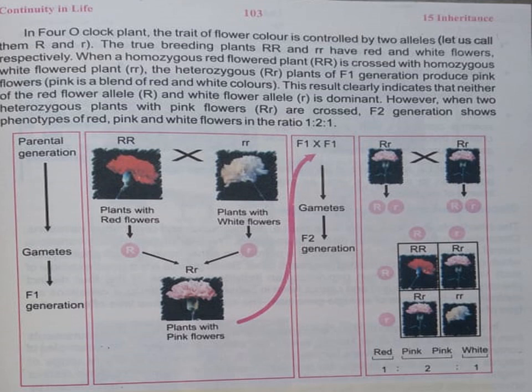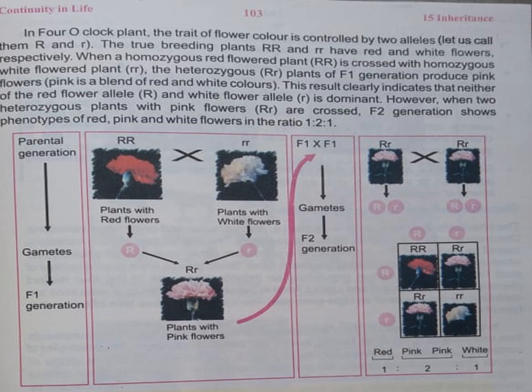When a homozygous red flowered plant capital R capital R is crossed with a homozygous white flowered plant, the heterozygous capital R small r plants of the F1 generation produce pink flowers. Pink is a blend of red and white colors. This result clearly indicates that neither the red flower allele capital R nor the white flower allele small r is dominant. However, when two heterozygous plants with pink flowers, capital R small r, are crossed, the F2 generation shows phenotypes of red, pink and white flowers in the ratio 1:2:1.